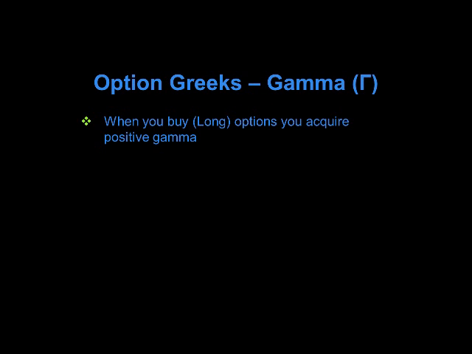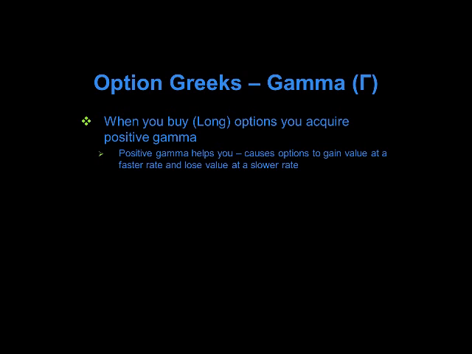So, as I said, when you buy long options, you acquire positive gamma. It's a great thing. Positive gamma helps you because it causes the options to gain value at a faster rate and lose value at a slower rate, right? So if you're long an option and it's going against you and you're losing value in that option, but at a slower rate, that's a good thing, right? So that's why long option positions, most basic traders stay with this because it's a really good deal, okay?